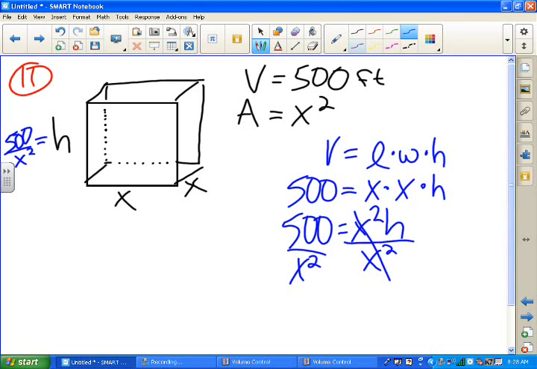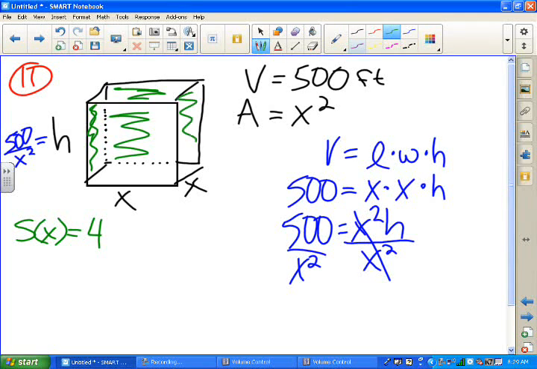and calculate the area for each side. So I see that I have 4 sides that are the same area, which is h times x, and then I also have the base, which is x squared. So first let's write it in general terms. I'd have 4 times h times x. And I'm going to scribble these in, it's kind of hard to see. So I'm going to have 4 times h times x, which is 500 over x squared times x.